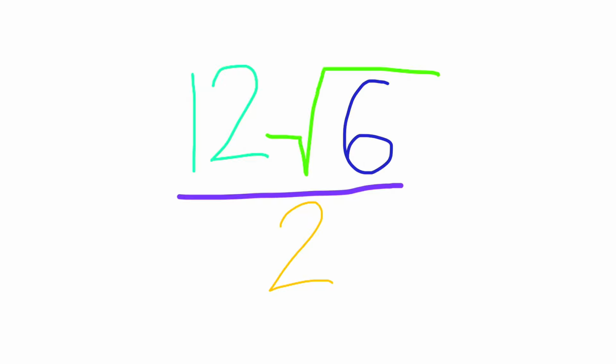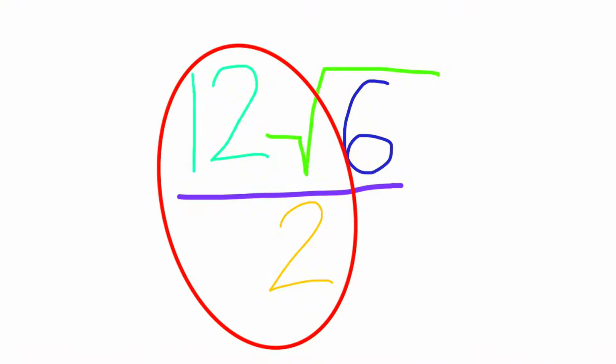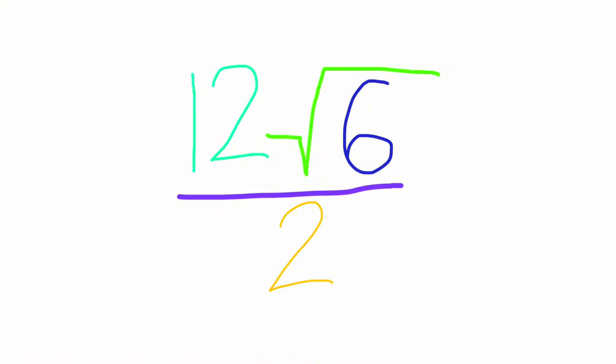Now you must be wondering, what if there's two whole numbers with a radical? It's very simple. Since we only have one radical, which is square root of 6, we leave it alone. But because we have 12 and 2, which are whole numbers, we simplify by dividing by the greatest common factor, which is 2. But what if it was the opposite with one whole number and two radicals?